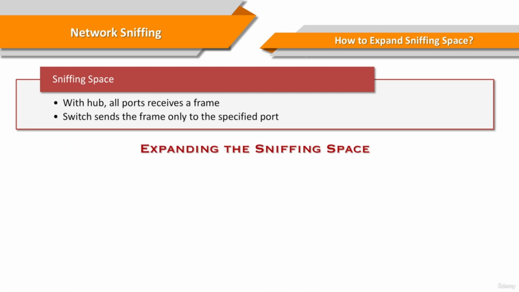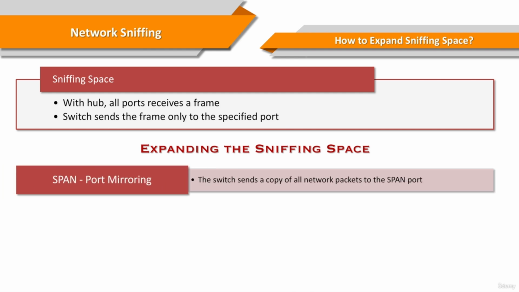These are some of the techniques to expand the sniffing space. You thought it couldn't be done. So we'll talk about SPAN, switched port analyzer, or port mirroring. That's a method of monitoring network traffic. With port mirroring enabled, the switch sends a copy of all network packets seen on one port or an entire VLAN to another port where the packet can be analyzed.